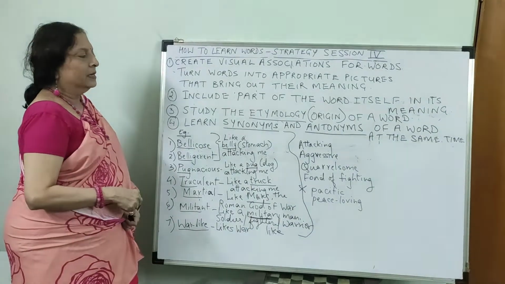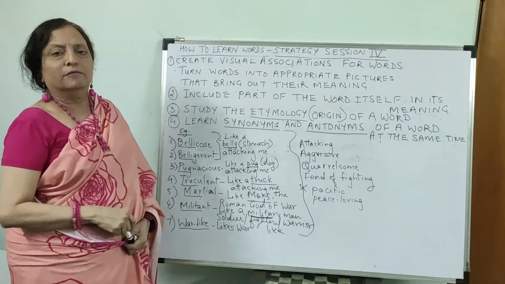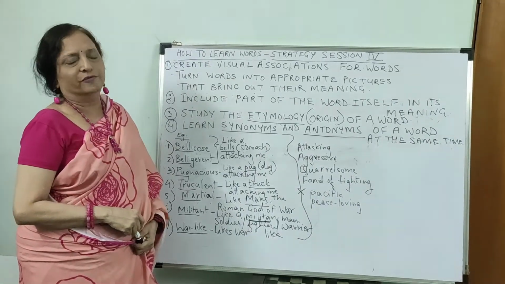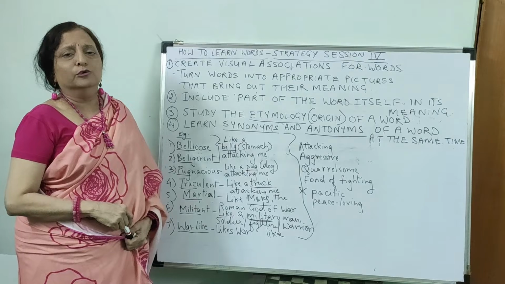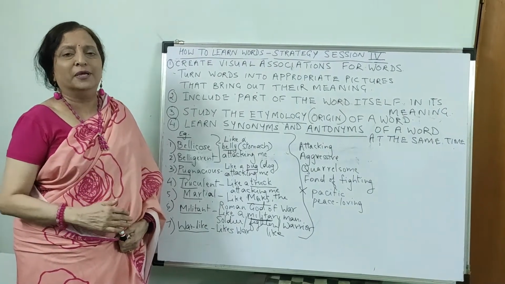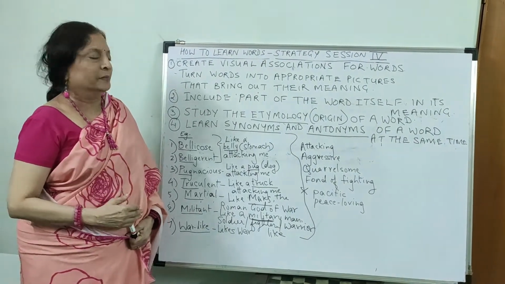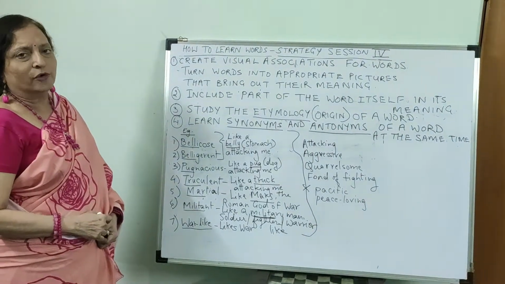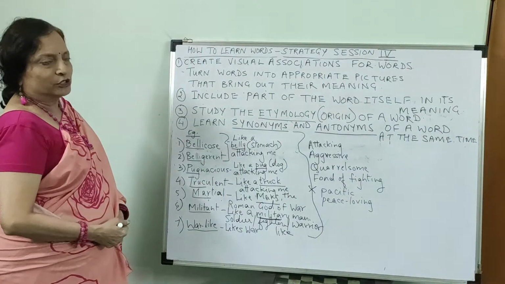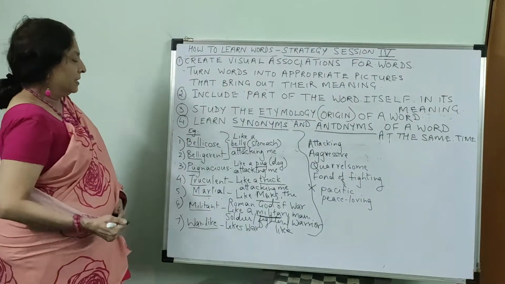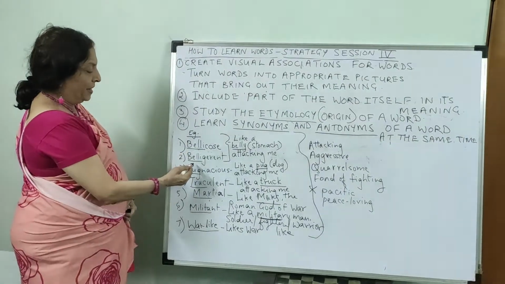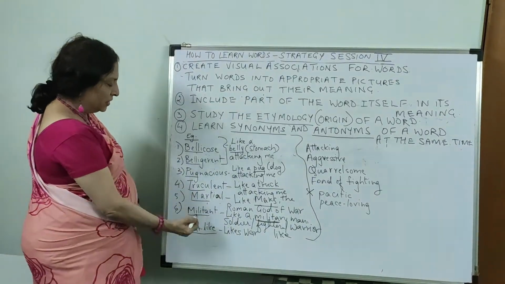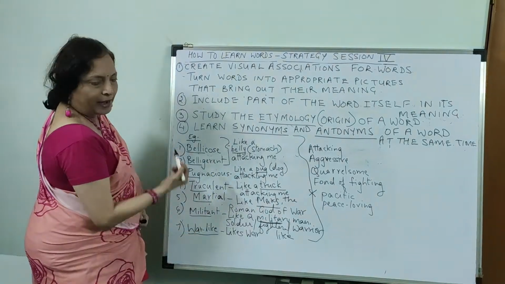And finally, do not learn a word one by one. Learn synonyms and antonyms of a word all at the same time, so you save yourself duplication of effort. Now I am going to give you some examples in which I have made use of all these strategies at one shot. The words are bellicose, belligerent, pugnacious, truculent, martial, militant, warlike.